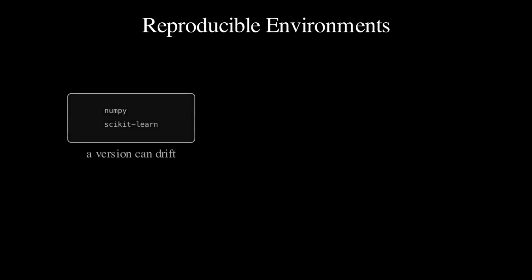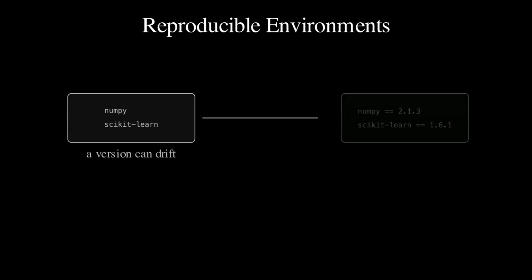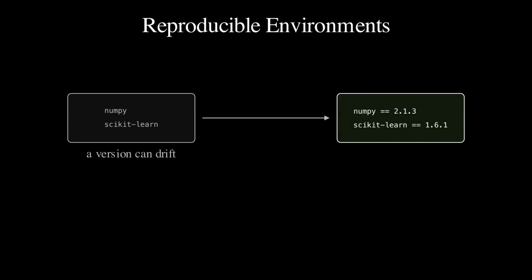Code is reproducible when anyone can clone the repository, follow the documented steps, and get the same result. Three things make that true. First, pin the dependencies, not NumPy and scikit-learn, which lets a collaborator install a different version and change your numbers, but exact versions, NumPy 2.1.3, scikit-learn 1.6.1.